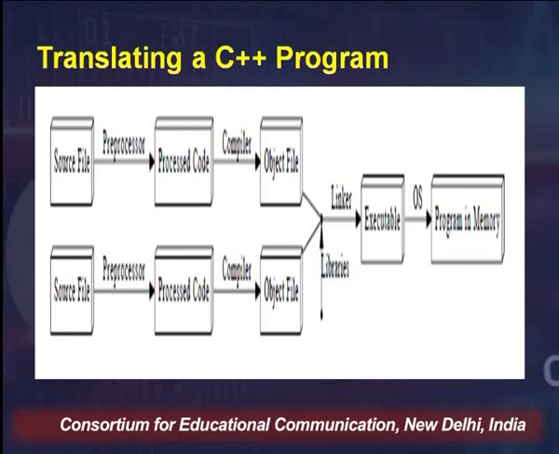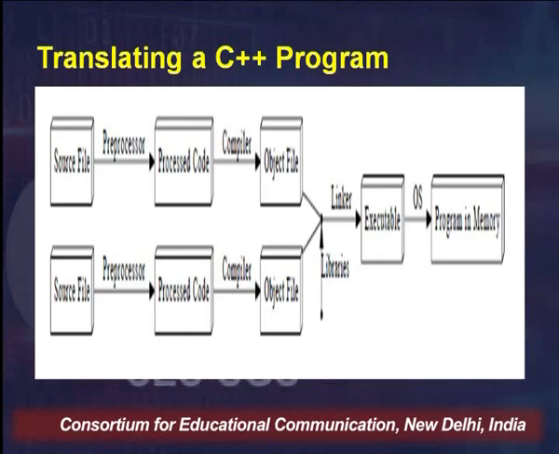Now after the object file, here comes the task of your linker. The linker is going to link all the libraries, for example iostream.h. So the iostream.h file will be linked with your program at this particular stage. First of all, the source code is given to the preprocessor, which gives us processed code.